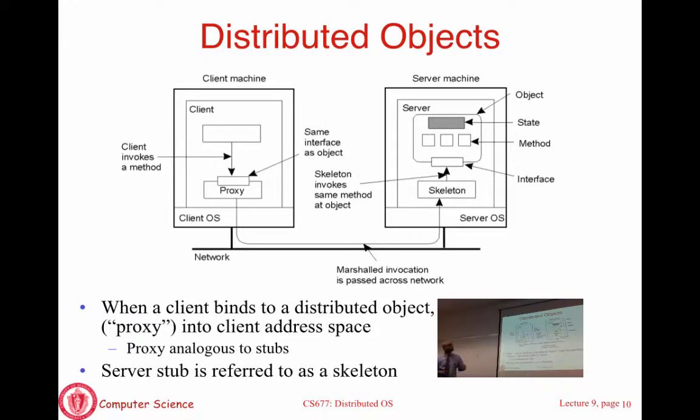So when the client initially binds to the server, it is going to import the interface. It loads the interface, which is essentially what's called a proxy, into the client address space. This tells the client what methods the server exports, and then it can call any of those methods. The proxy is then going to actually send the method call over the network to the server.